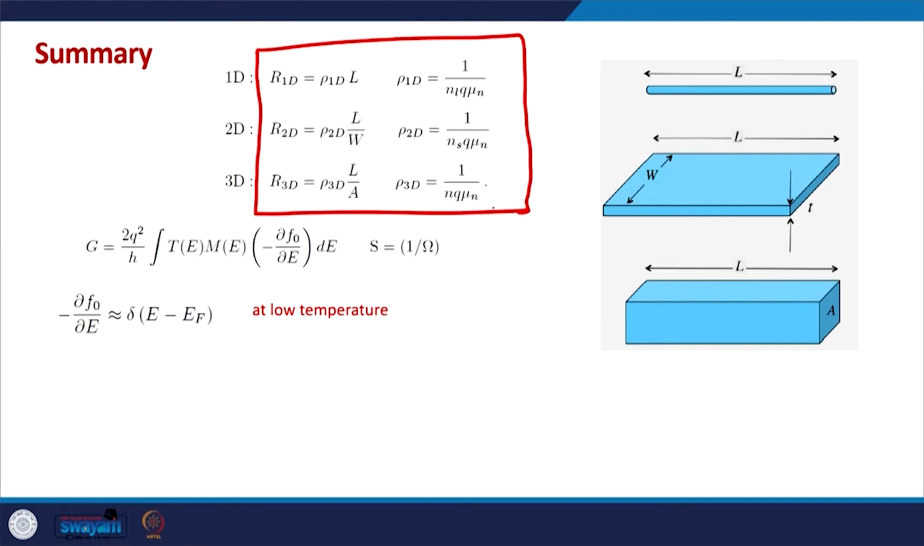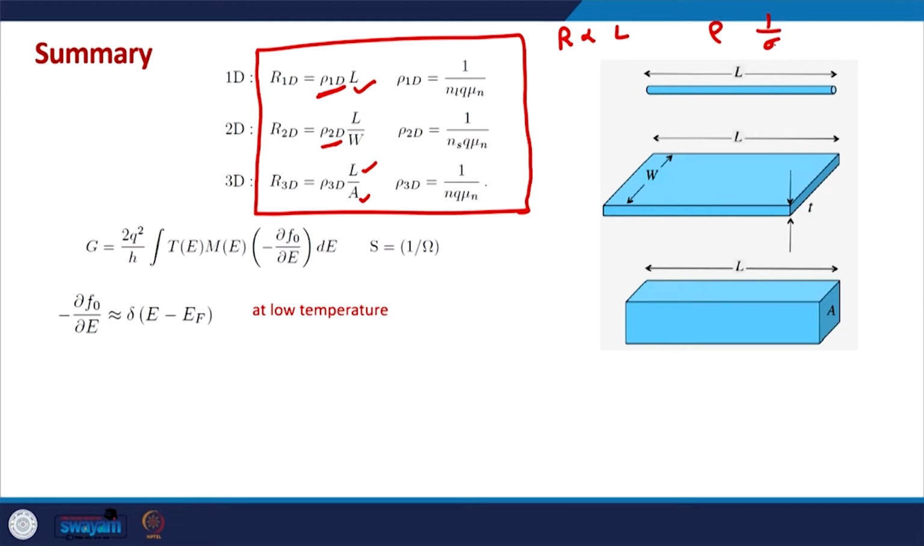is generally proportional to length. Resistance is considered to be proportional to length in 1D case. In 2D case, resistance is directly proportional to length, inversely proportional to width. And in 3D case, resistance is directly proportional to length and inversely proportional to the area. And the constant of proportionality is known as the resistivity, denoted by rho, which is essentially the inverse of conductivity.